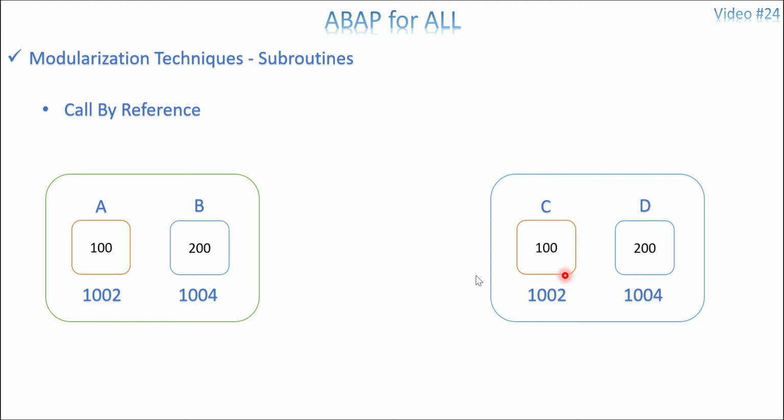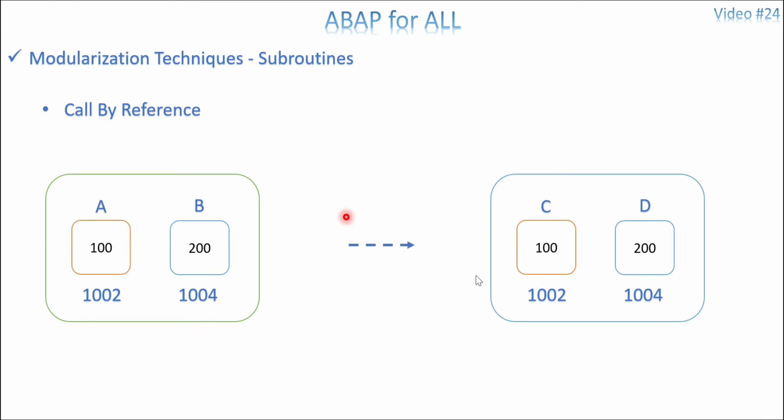So you are sending the address of the variable to the subroutine or function. Clear? That is call by reference. We're passing the address. Because the address is the same, whenever you change C, it immediately reflects in A. It won't wait for the control to come out of the subroutine back to the main program. Whenever a change happens in C, it immediately reflects in A, because A and C point to the same address. So this is call by reference.